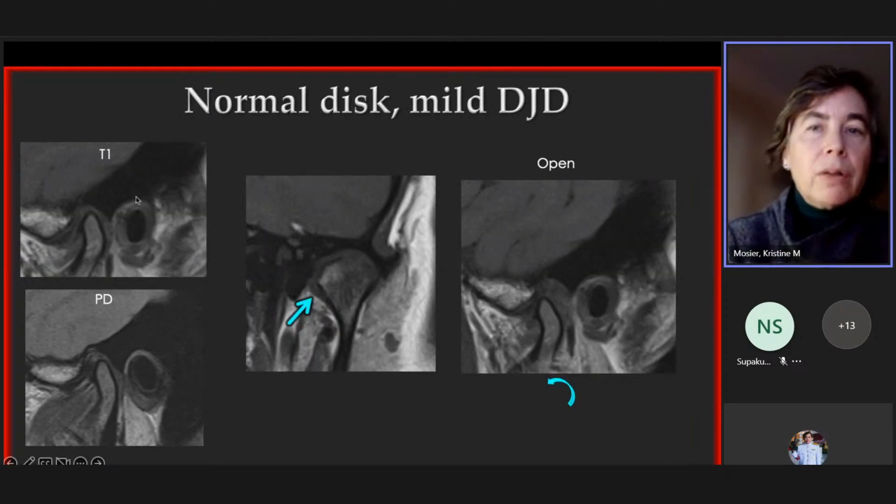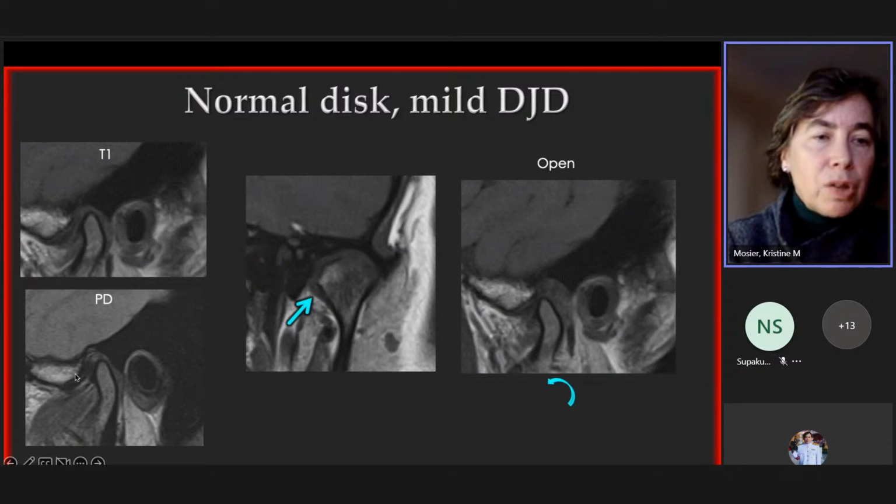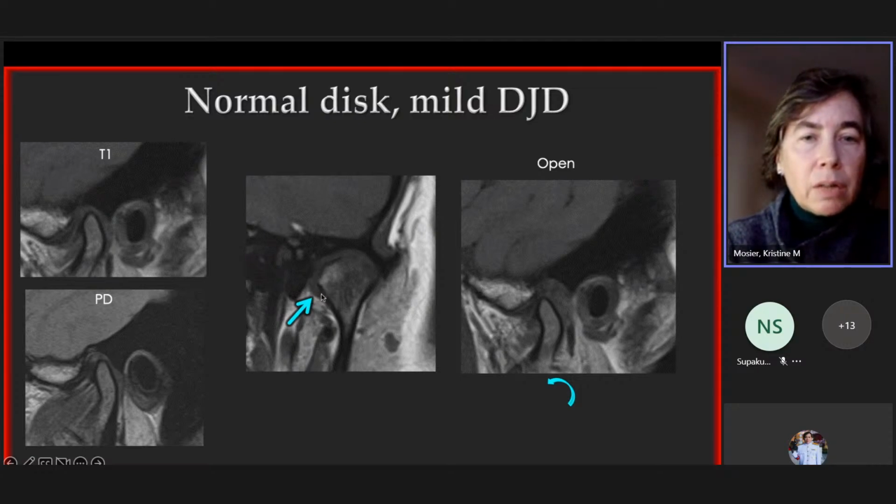This is a patient with mild degenerative joint changes. So we look on our T1 weighted image here. We see flattening of this anterior superior aspect. The cortex is really pretty still intact. We see anterior osteophytes, and you can see that this is a normal position of the articular disc with our posterior band at the height of the condylar head.